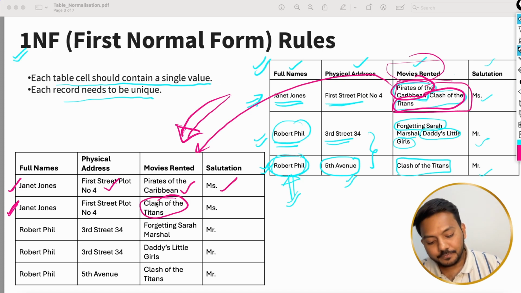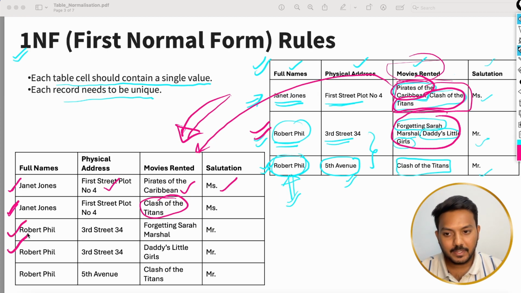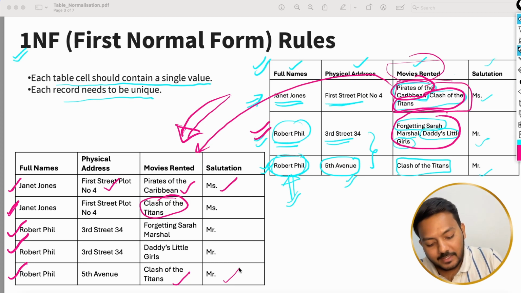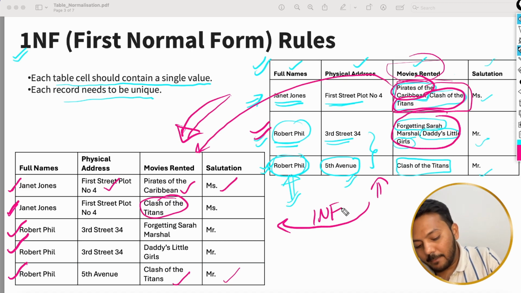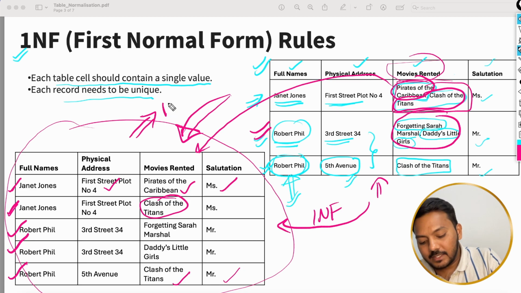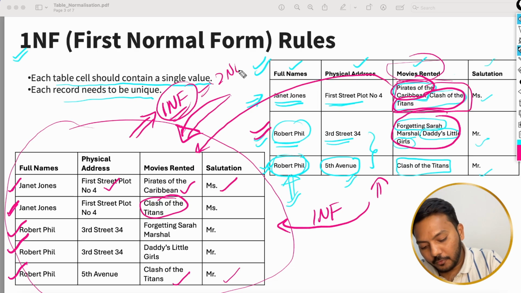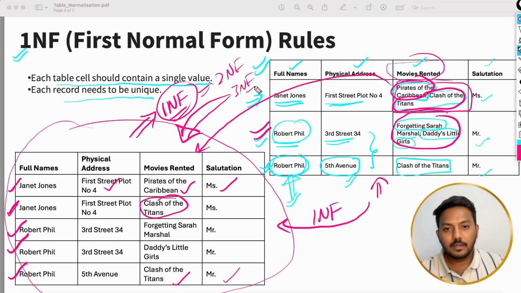Hopefully that is clear. Similarly, I have Robert Phil who has two movies rented, so I created two rows for that person. And I have another Robert Phil who has rented only one movie, and I have his salutation. So this is my original data. By applying the rules of 1NF, I was able to convert this into this kind of data. So you can say that this is 1NF data. Moving ahead, we have to apply the 2NF rule and 3NF rule as well, and we will learn that in a bit. Hopefully you understood the essence of 1NF.